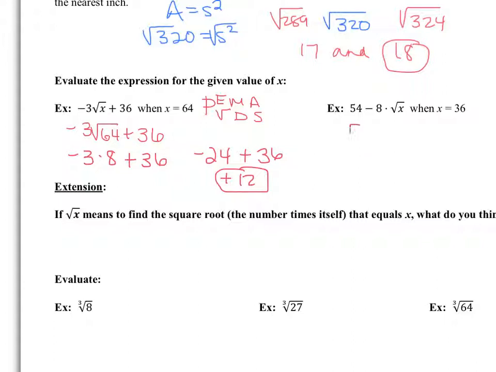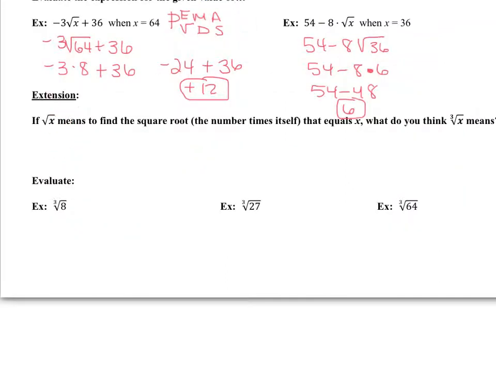And then over here, if I substitute in the square root of 36, so I'd have 54 minus 8 times 6. Remember multiplication before subtraction, final answer of 6.